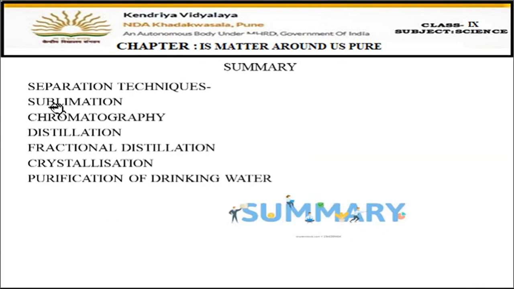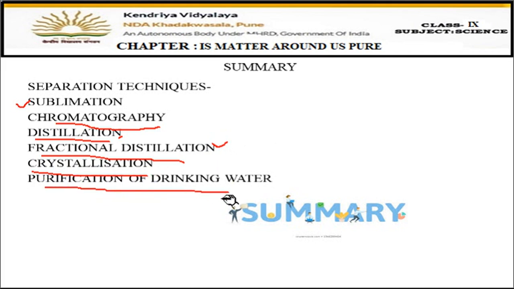Now let's see what we have done today. We have seen sublimation, where sublimatory substances directly change from solid form to gaseous form. Then chromatography, in which the colored components can be separated using chromatographic filter paper, right? Then distillation, in which two miscible liquids which have a difference in boiling points of 25 to 30 to 50 degrees Celsius can be separated. Then fractional distillation, in which miscible liquids having very close boiling points can also be separated. Then crystallization, in which impure compounds can be changed into crystal forms. And then the purification of drinking water.